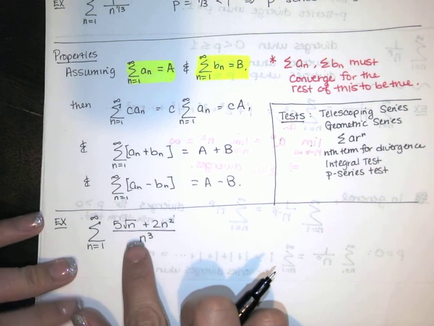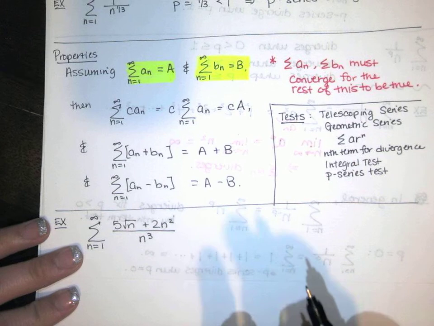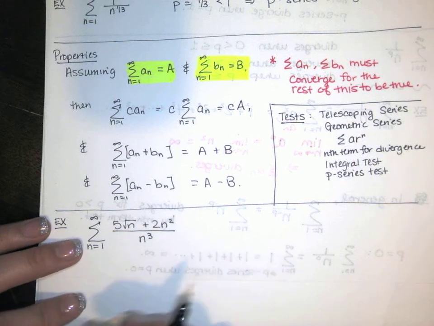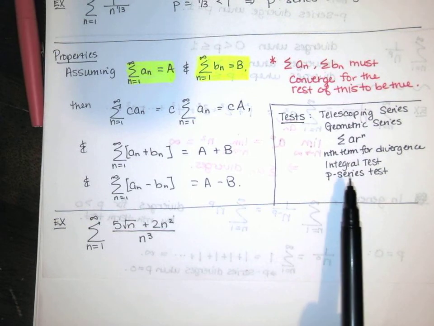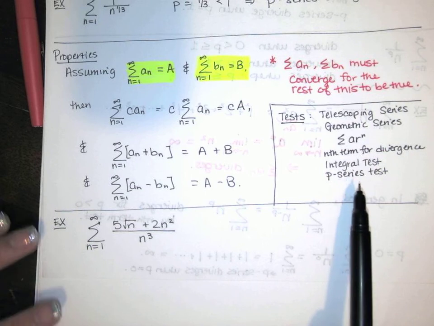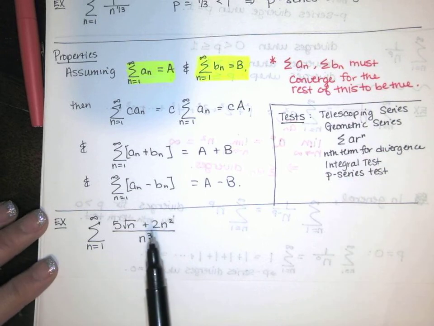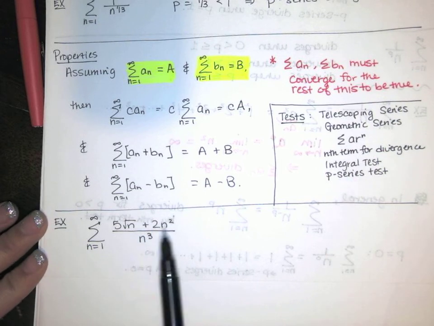I do not want to change the n's to x's and integrate that, although I could. I just have to check to make sure it's positive, continuous, and decreasing, and that involves derivatives and things like that. I might not want to do that. And the last test is the p-series test. And this is the one that intrigues me when I look at this problem, because this looks like a p-series.